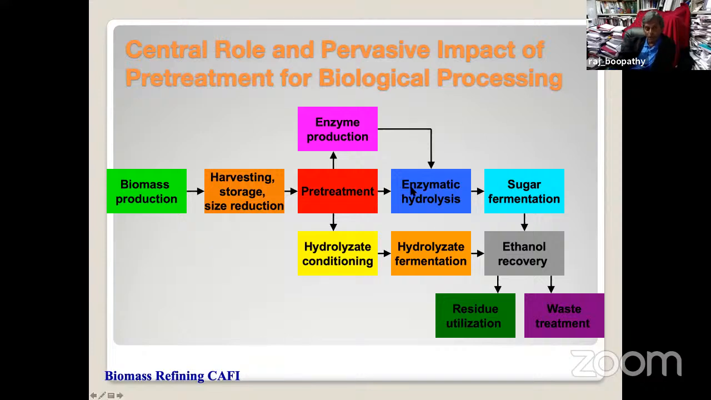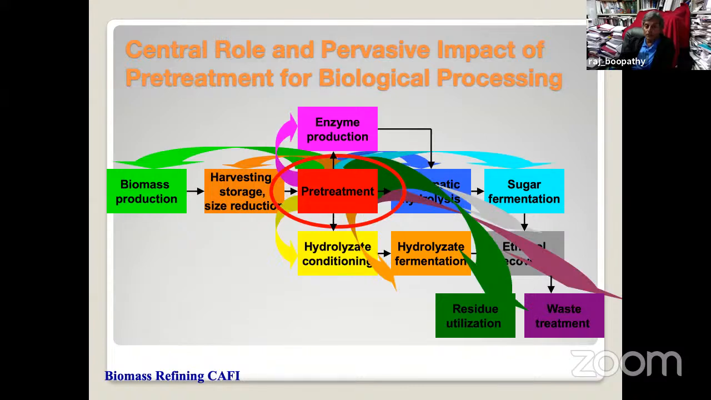So if you look at the whole process, you get the crop, take it to storage, reduce the size because these are bulky and voluminous, and then you pre-treat them. The pretreatment is done to remove the lignin, right? And this is where there's a lot of different technology out there. AFEX is one of them. And then you enzymatically hydrolyze and get the sugar out and go through ethanol recovery, residue utilization and waste treatment, okay? And you can also hydrolyze the conditioning and go through the hydrolysis side for fermentation and go through ethanol recovery. So here we are talking about this part, to reduce the cost of production of ethanol from cellulosic material, okay?